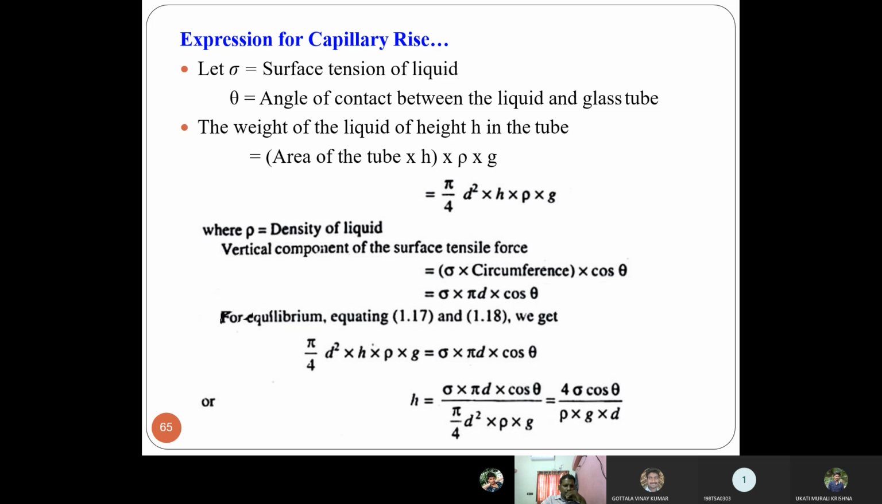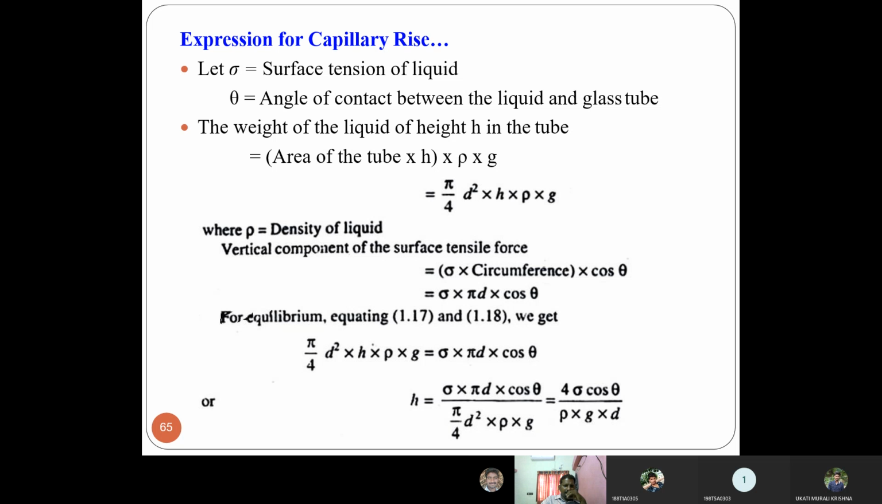What is the area of the tube? Pi by 4 d square. And see how we got this expression. How did we get this expression? What is the expression for W? W is equal to mg. Okay, W is equal to mg.